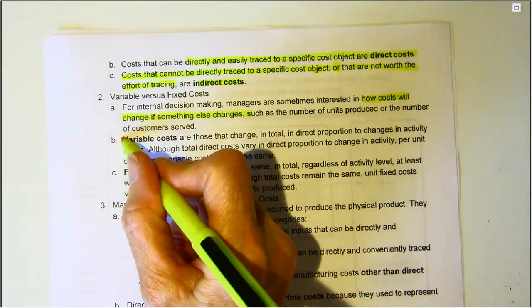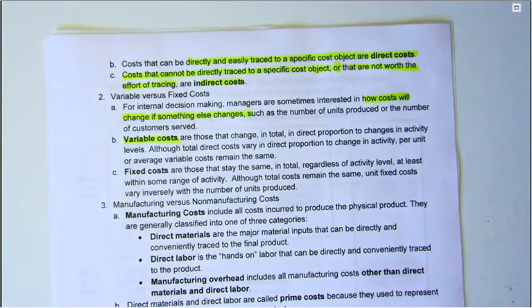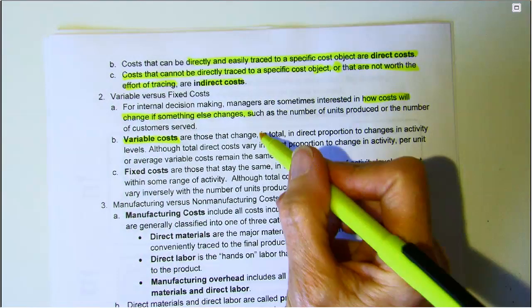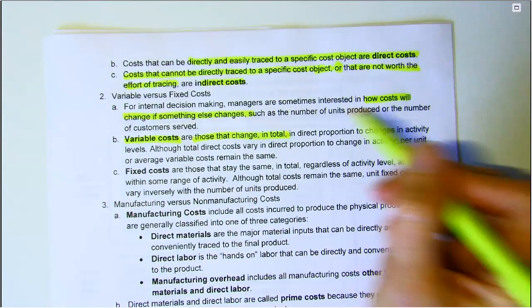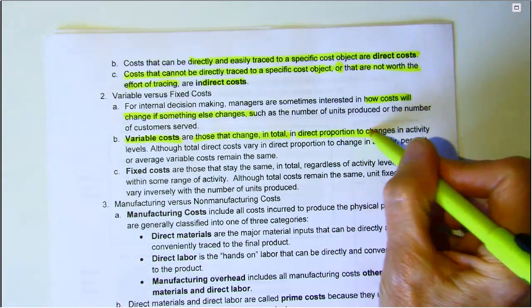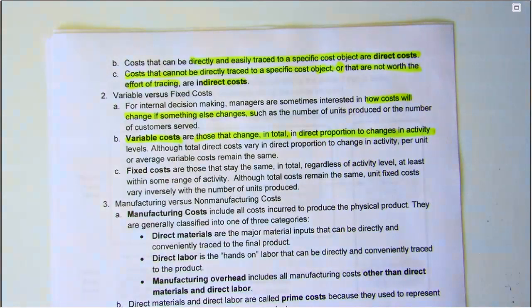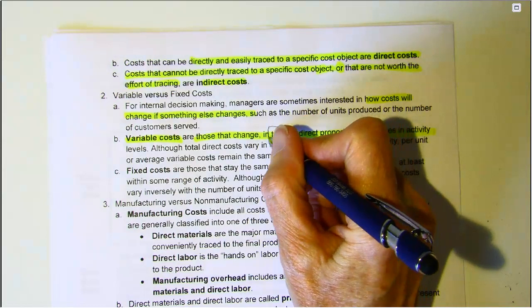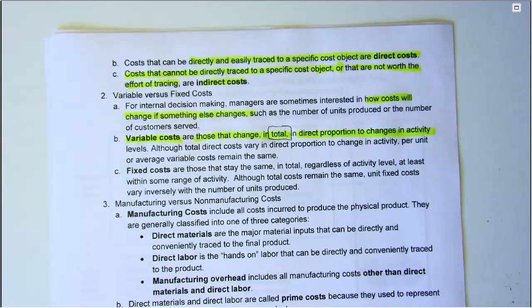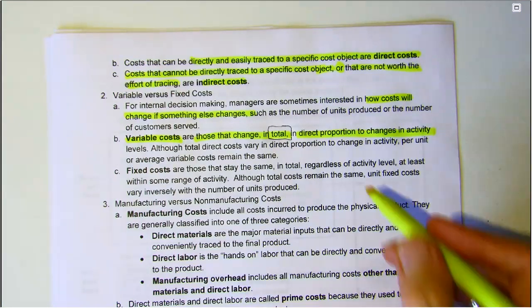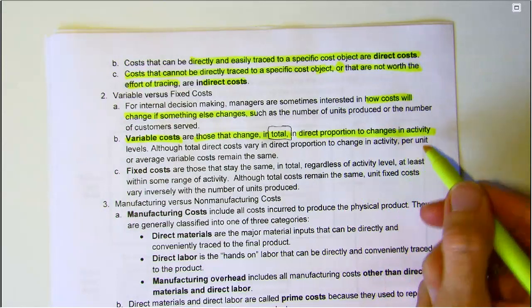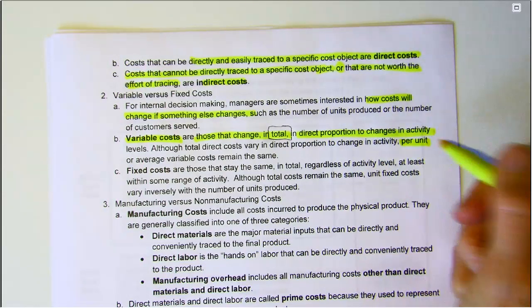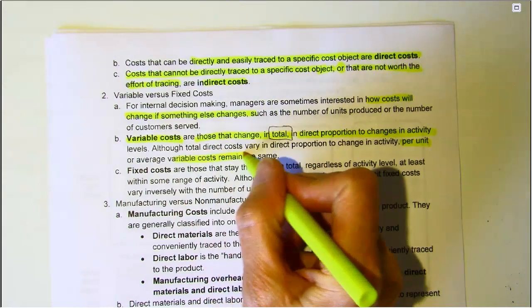So let's take a look at variable costs. Variable costs are those that change in total in direct proportion to changes in activity. Circle that word total, or put a square around it. Do something to call your attention to it. Because although costs vary in direct proportion to change in activity, per unit variable costs remain the same.